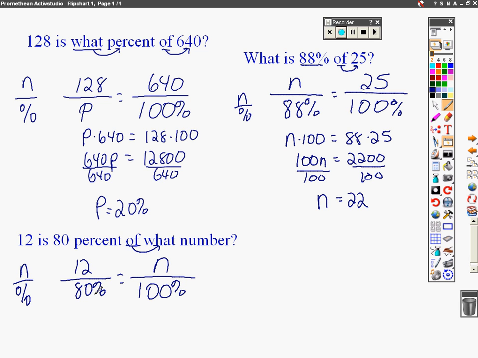So, again, we can use our cross product strategy. 80%, so it's 80 times n is equal to 12 times 100. So we get 80n is equal to 1,200. Divide each side by 80. And we get n is equal to 15. Okay, so those are some percent problems you might see where you can use proportions to solve them.